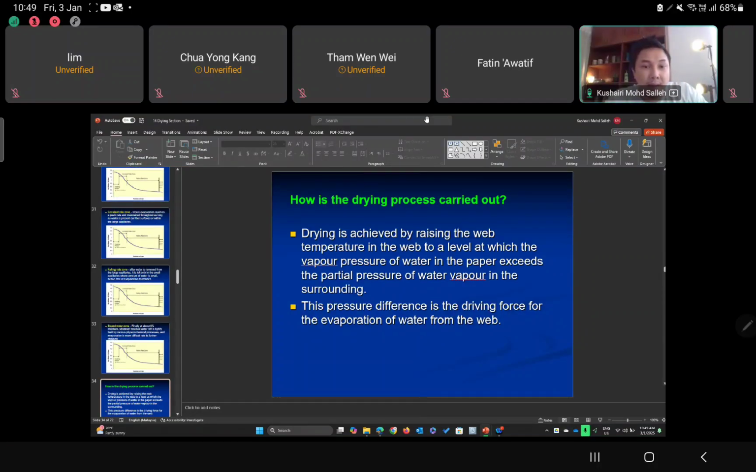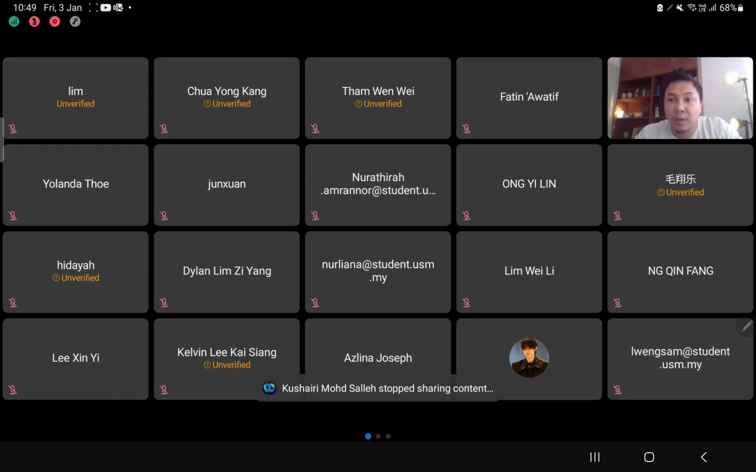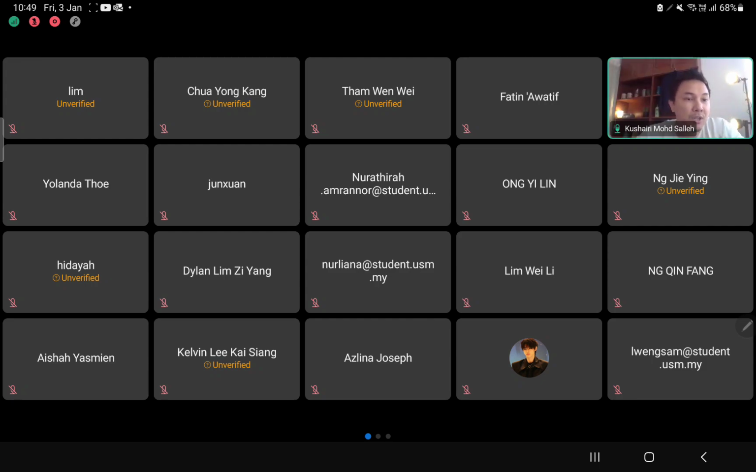I stopped sharing the slide, the screen. I hope you guys captured what I have lectured to you all. Basically the drying process is very easy. You need to remember the objective of the drying process: to evaporate, and to evenly evaporate. And then what are the phases involved in the cylinder?